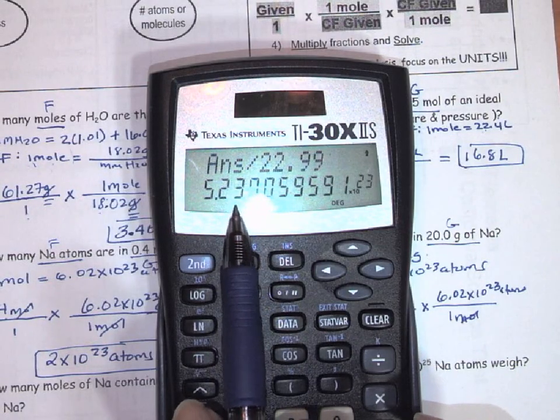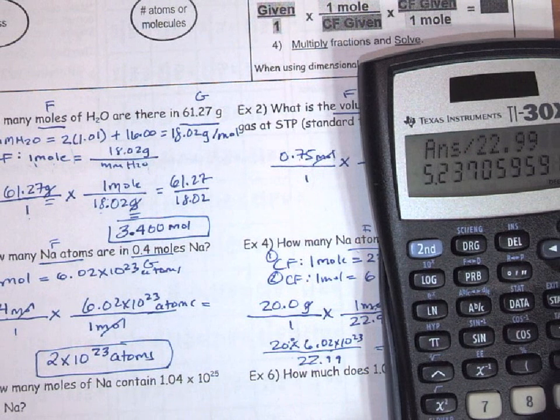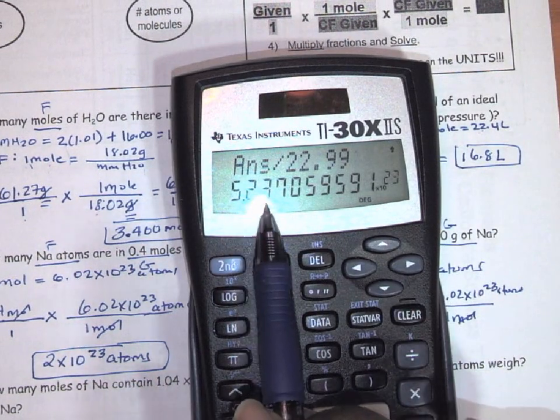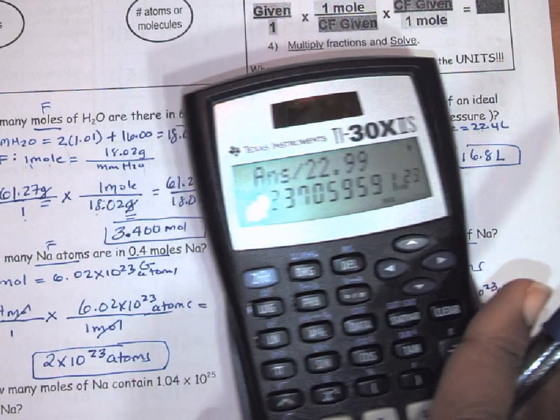All right, so here's my answer right here, 5.237 times 10 to the 23. And if we're using sig figs, we have 3 sig figs, so 5.24, because the cutoff is a 7, times 10 to the 23.